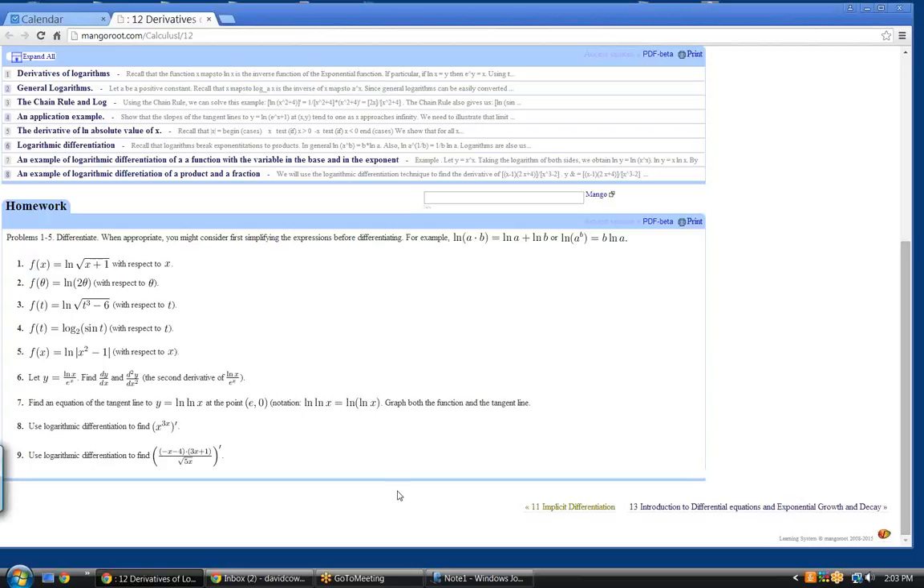Okay, the main thing is the derivative of natural log of x is 1 over x. And each of these 1 through 5, we're going to apply the chain rule. In other words, for number 1, it would be 1 over the square root of x plus 1 times the derivative of the inside, which is 1/2 times the square root of x plus 1 to the minus 1/2. Okay, so let's start with number 6.